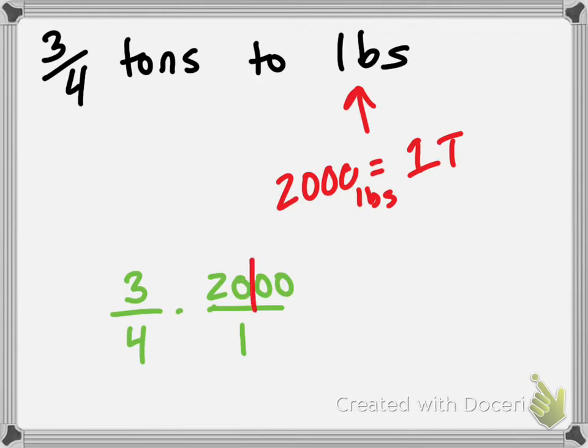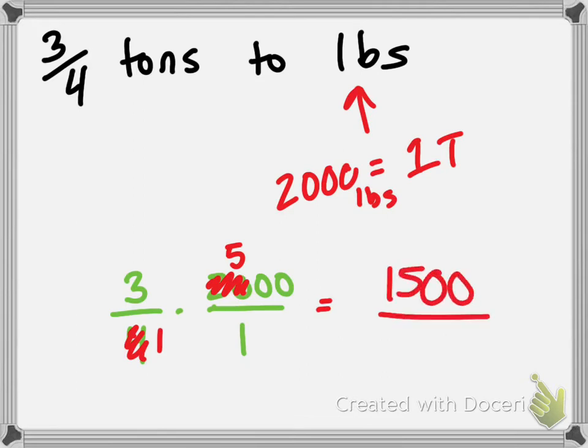If I made this 20, let's just pretend that it's 20. How many 4s go into 20? 5. So I'm going to get rid of that 20 and turn it into a 5. So 500. So then let's multiply it. Amelia, what's 3 times 500? 15. Perfect. 1,500.